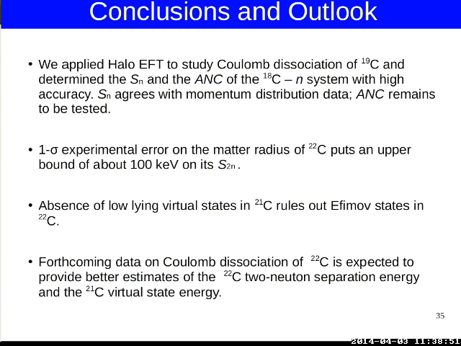So the conclusions. We determined, or fitted, the neutron separation energy of carbon-19 and its asymptotic normalization coefficient using Coulomb dissociation data. The neutron separation energy agrees with the momentum distribution data, but the asymptotic normalization is yet to be tested. The 1 sigma experimental error on matter radius imposes an upper bound of 100 keV on the 2-neutron separation energy. This is a much stricter constraint than other studies that use the same data.